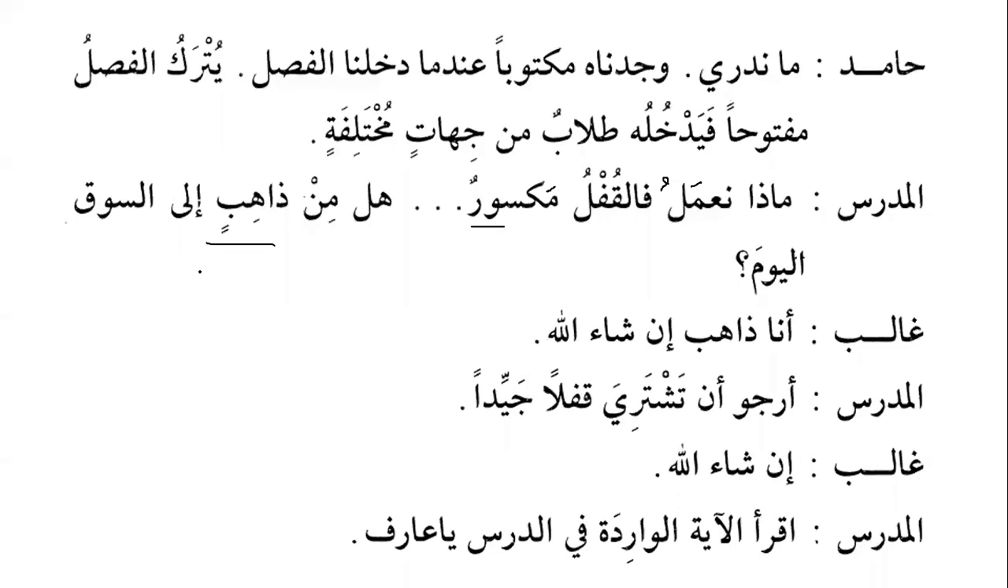So when we say yadhabu it is basically present tense or future tense. He goes or he will go. But if you want to look at the perfect example of present continuous, we can use Ismophile. So هل من ذاهب إلى السوق اليوم? Is someone going to the market today? غالبا. Yes, غالبا. Again, غالب يغلب غلبا فهو غالب, as someone who overcomes. So it's the name of a person. أنا ذاهب إن شاء الله. I am going if Allah wills.